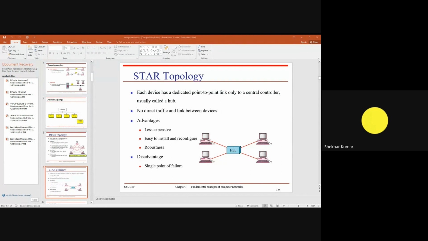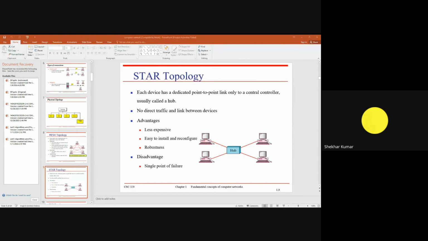If only one node fails in the network, the rest of the nodes can work smoothly. So all nodes are independent. If one fails, the rest of the nodes will work very smoothly.